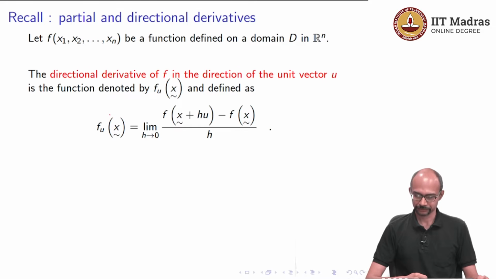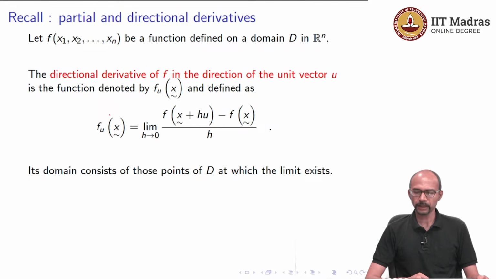The expression in the bracket, x tilde plus h times u, is addition in R n, which we know because both x tilde and u are vectors and h times u is scalar multiplication. We are very familiar with what that means. Its domain of course may not consist of all points in D, because this limit may not exist at all points. We have seen examples like that. So its domain consists of those points at which the limit exists. At other points we do not talk about this directional derivative, we will say it does not exist.